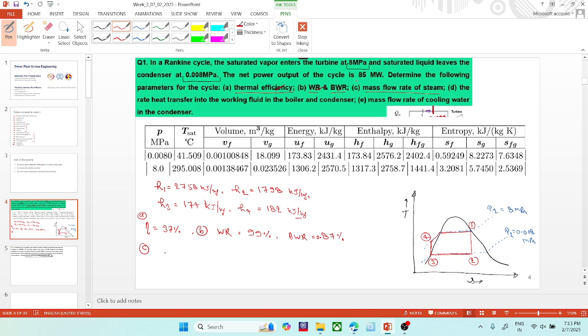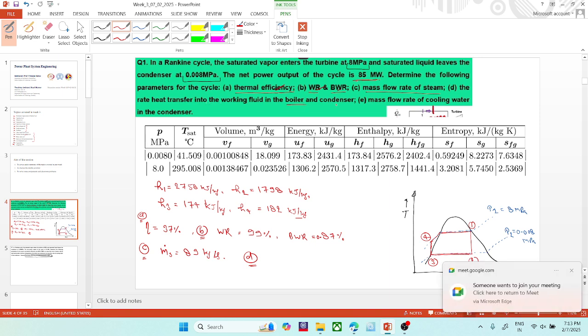In part C, they have asked to calculate the mass flow rate of the steam. So this thing we can calculate as the net power is provided. So we just have to equate the things. So m dot s would come as 89 kg per second. Then in part D, they have asked to calculate the heat transfer rate in the boiler and the condenser.